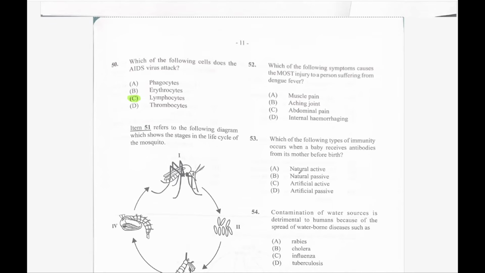52. Which of the following symptoms causes the most injury to a person suffering from dengue fever? Internal hemorrhage. D is our answer for 52. Which of the following types of immunity occurs when a baby receives antibodies from its mother before birth? That is natural passive. The baby is not doing anything, it's just receiving, it's passive.